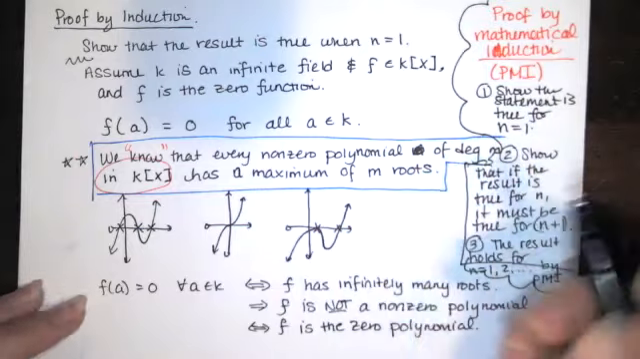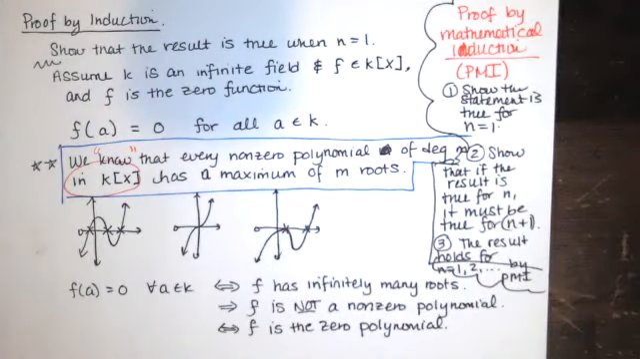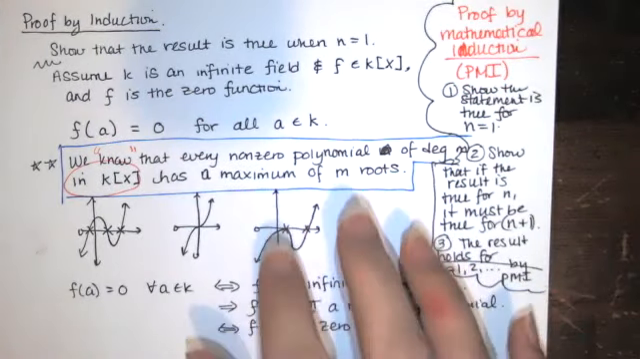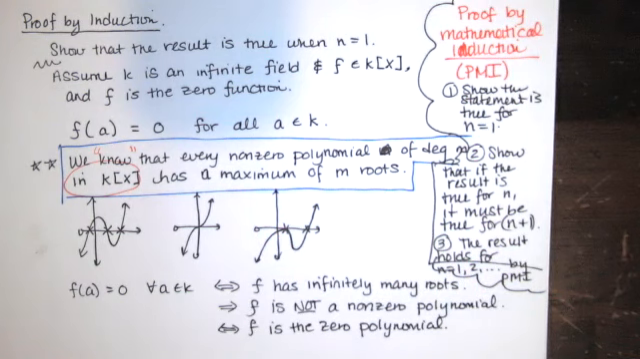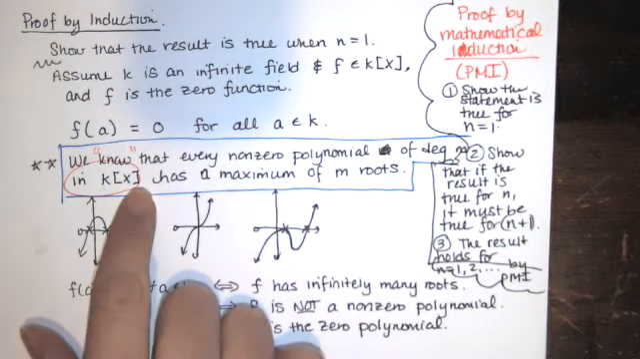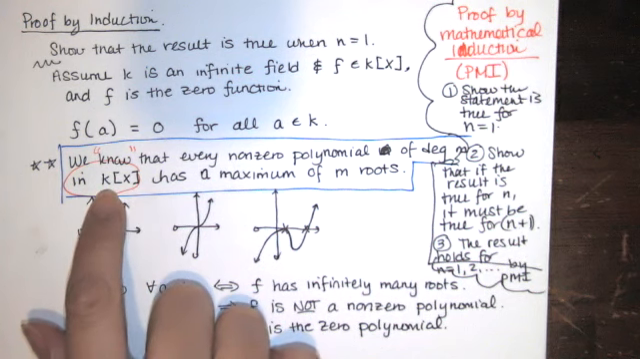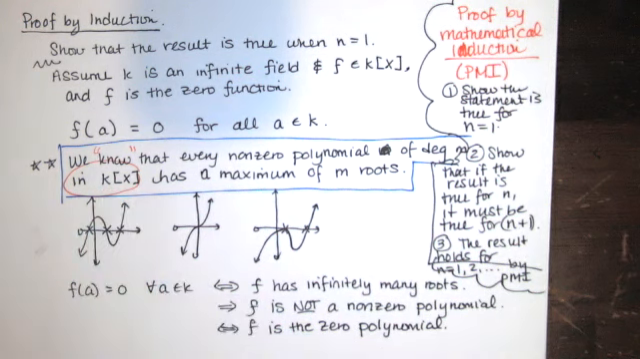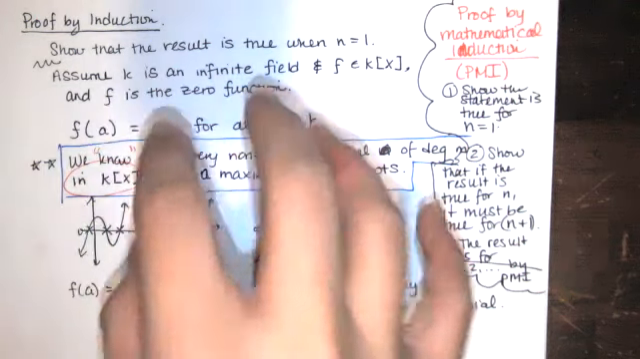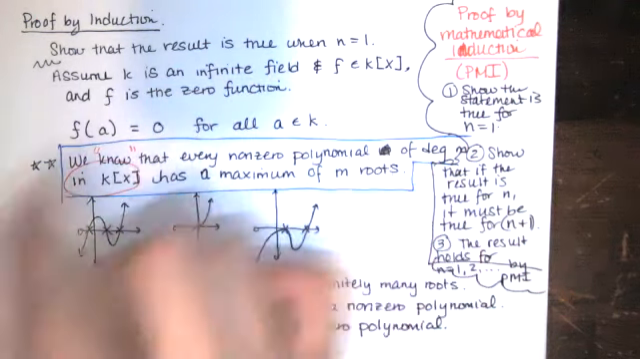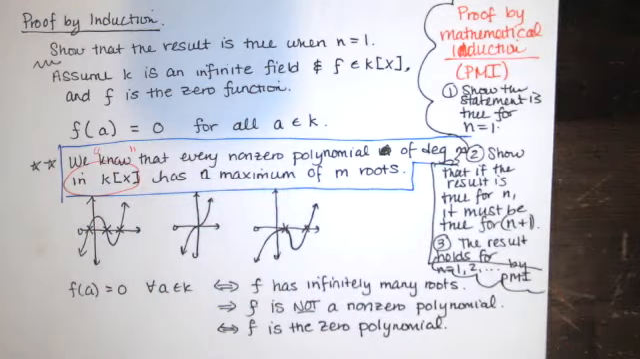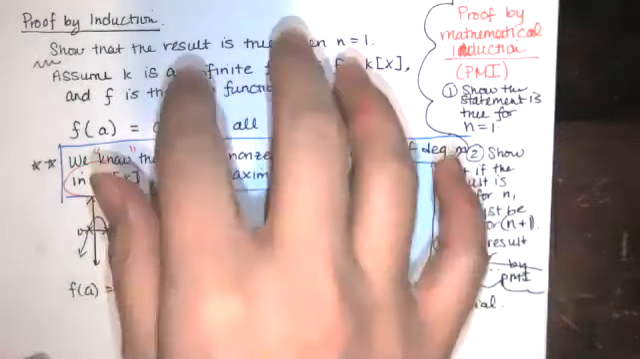because we have used the fact that every non-zero polynomial of degree m has a maximum of m roots, which we know to be true for the reals, which we know to be true for complex numbers. And we're assuming that we are dealing with an arbitrary infinite field in a single variable here. So provided that that holds, and that we're not sort of cheating by just ignoring that fact, we know this is true for n equals 1.